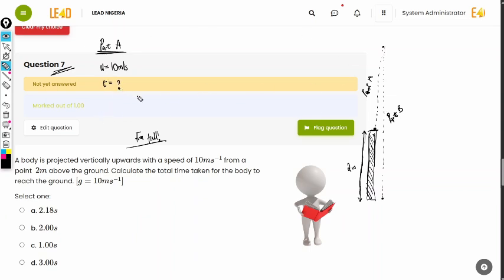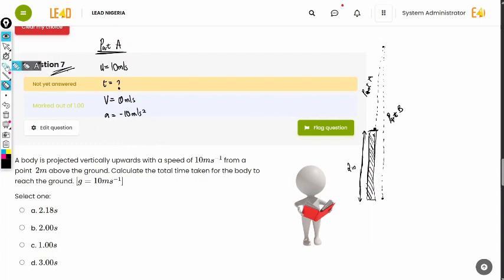Now, because it's free fall, we know that the final velocity for part A would be 0 meters per second, right? So it's going to slow down until it comes to a rest. And then the acceleration for part A is negative 10 meters per second squared. Okay, so that's the acceleration for part A, negative 10 meters per second squared.